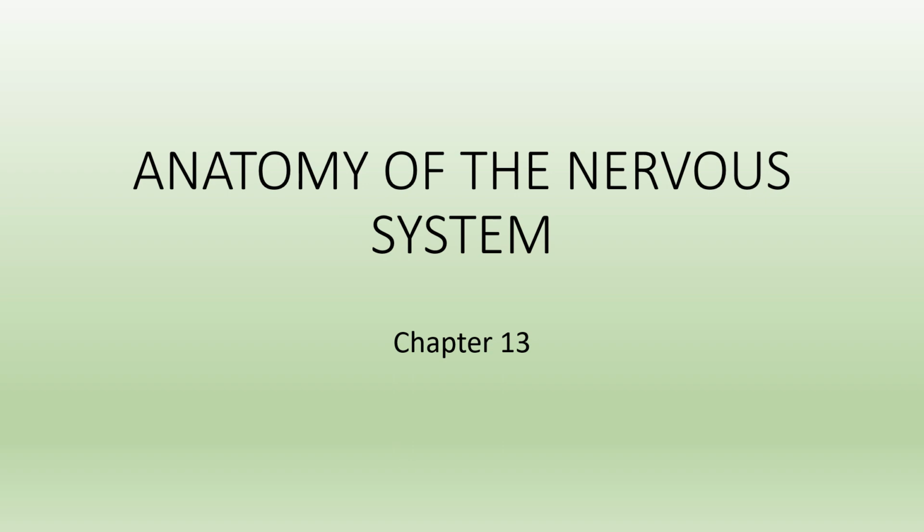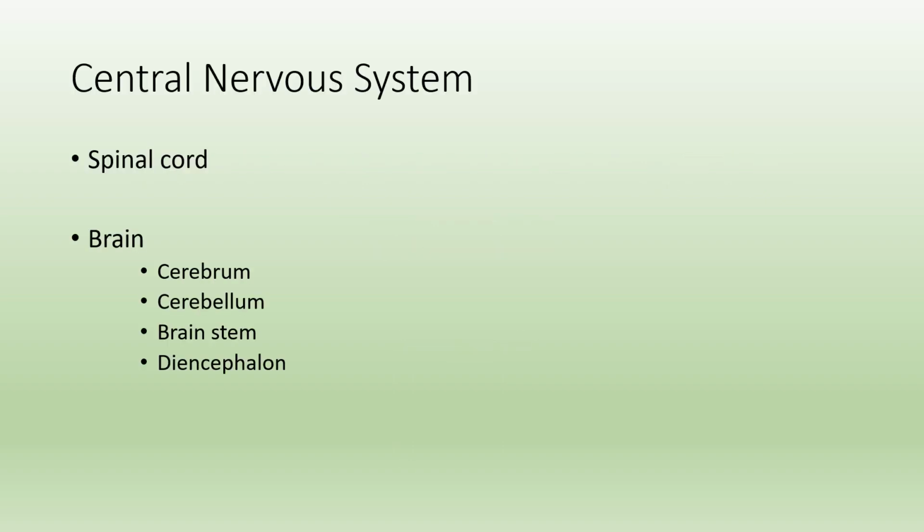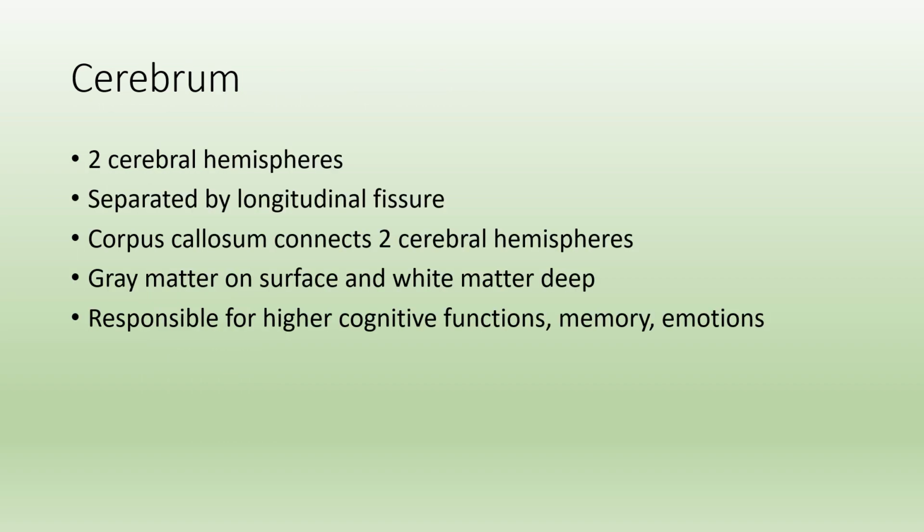Chapter 13 deals with the anatomy of the nervous system. So with the central nervous system, this is comprised of both the spinal cord and the brain. And in the brain, we do have subdivisions or parts of it: the cerebrum, the cerebellum, the brainstem, and the diencephalon. We're going to be looking at all of these in greater detail.